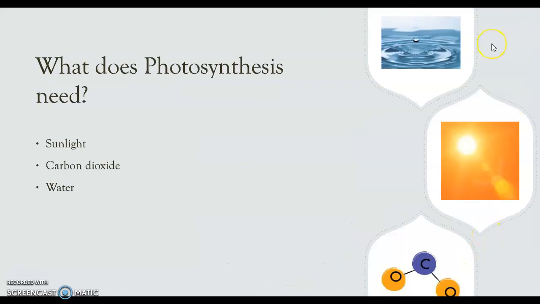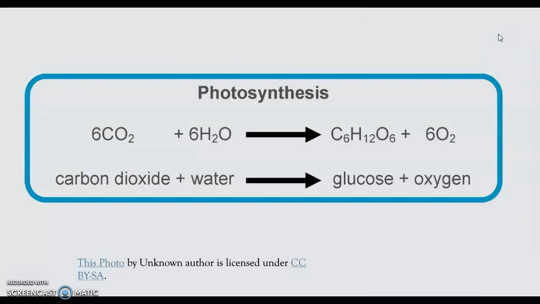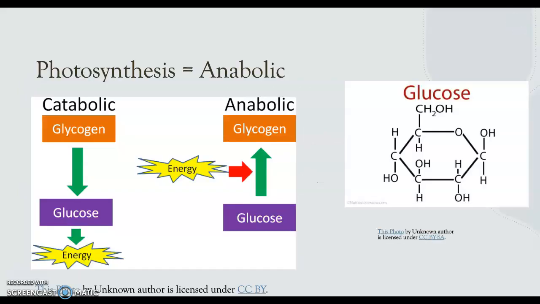Photosynthesis requires sunlight, carbon dioxide, and water. The photosynthesis process produces carbohydrate molecules, the most common being glucose, and oxygen. This is the equation for photosynthesis. Photosynthesis is an anabolic process, meaning it is building up sugars, like glucose, out of smaller molecules. It requires energy in the form of ATP.